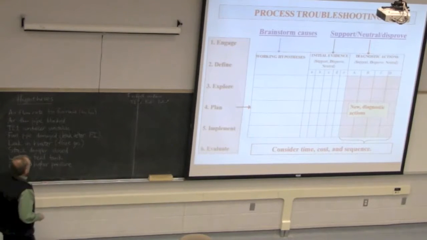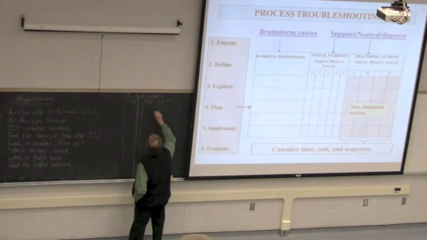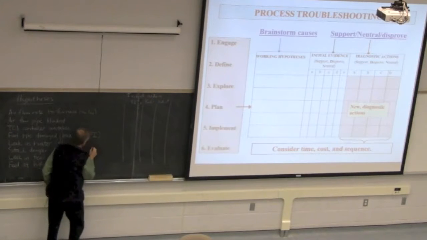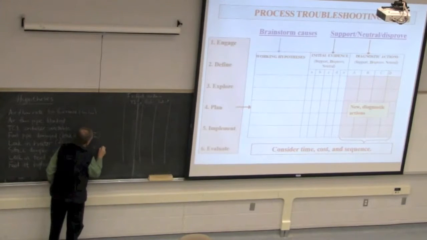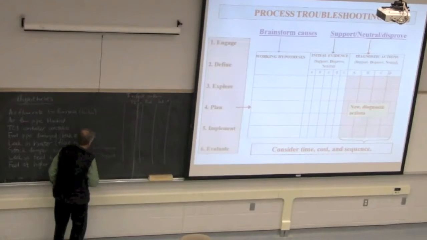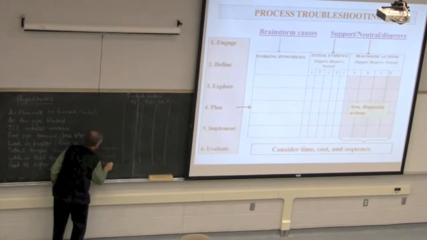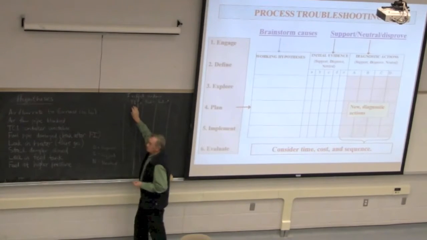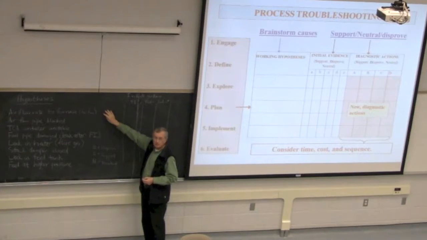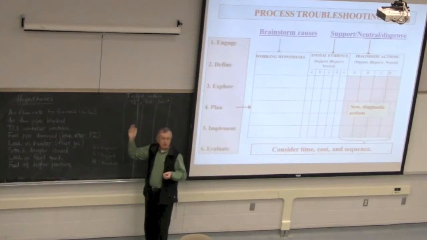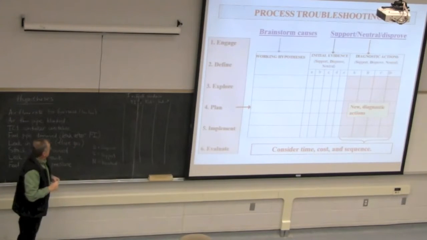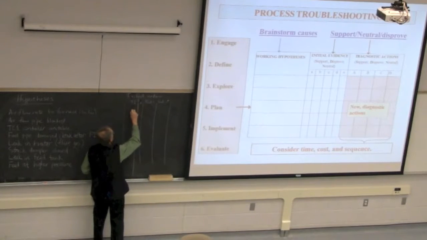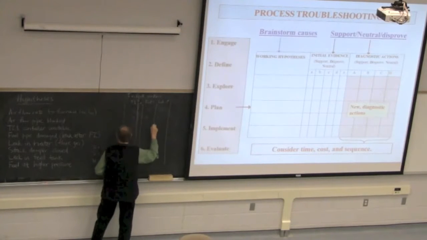Now, we're going to have columns here. We're going to use D is equal to disprove, S is equal to support, and N is equal to neutral. So, what we want to figure out is whether this piece of information supports this working hypothesis, disproves the working hypothesis, or is neutral. It just doesn't tell us one way or the other. Okay, so why don't you take a few minutes and work through a couple of these, and then each one of these spots here we're going to put one of these three letters.